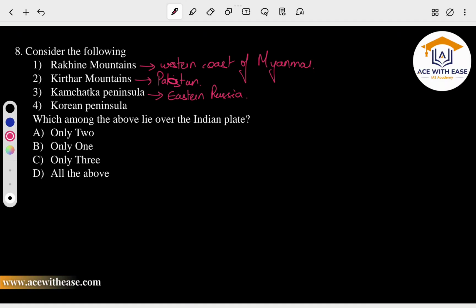So which of the following lie above the Indian plate? We have only two: the Rakhine mountains and the Kirthar mountains. So the correct option is that only two are lying above the Indian plate.